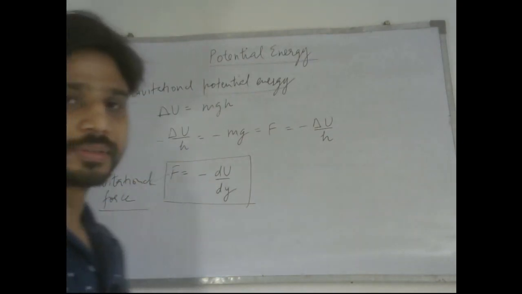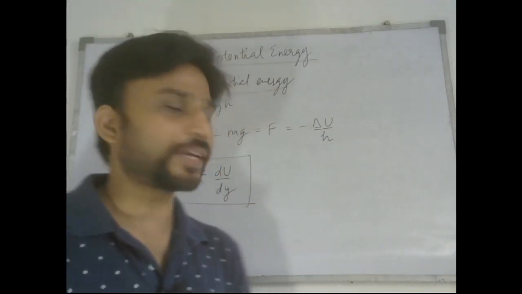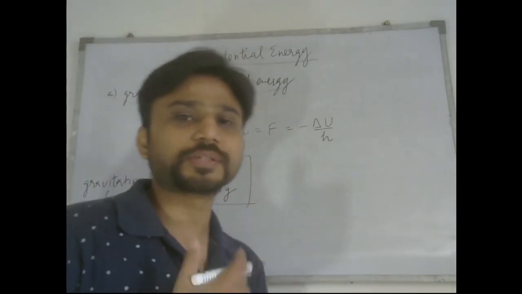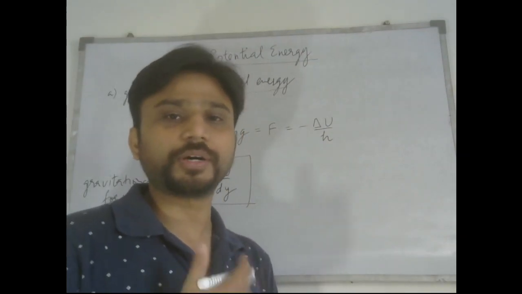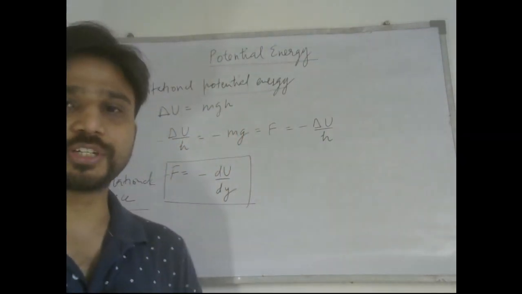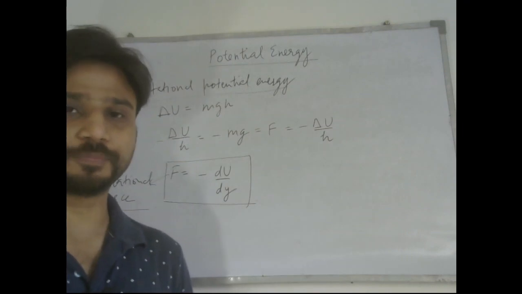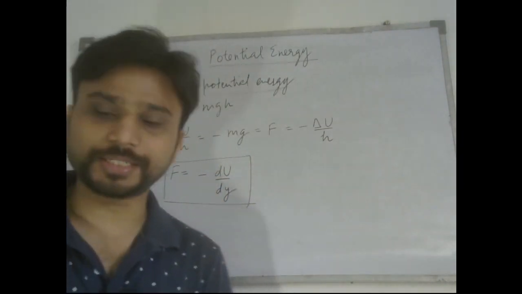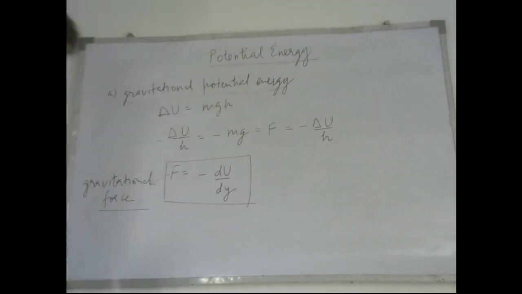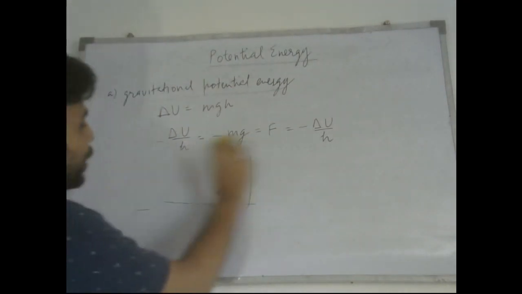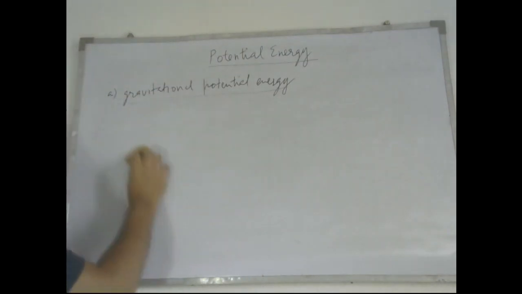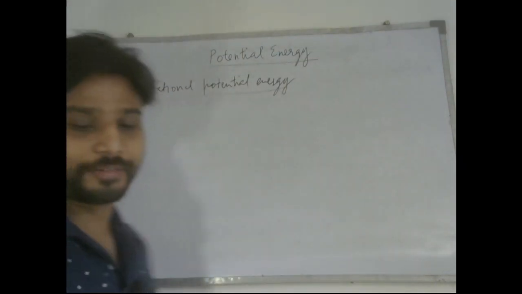Acting on a system. So this is one expression which we can use to identify the gravitational force associated with a potential energy, be it of any form. Okay. So we have defined change in potential energy and we have defined the gravitational force. But what does gravitational potential energy actually mean, or potential energy in the gravitational context?